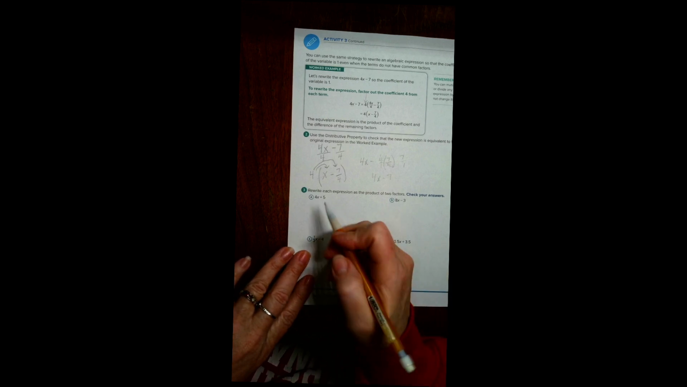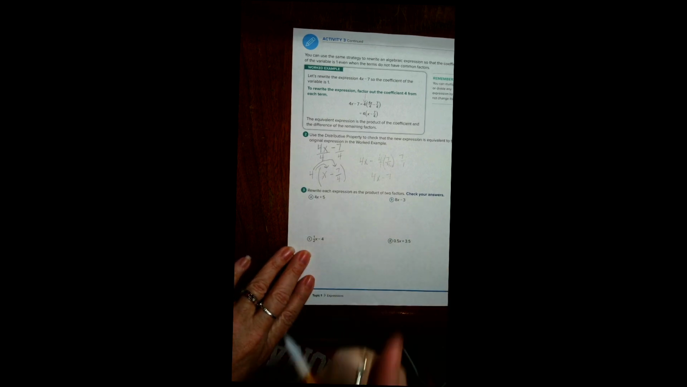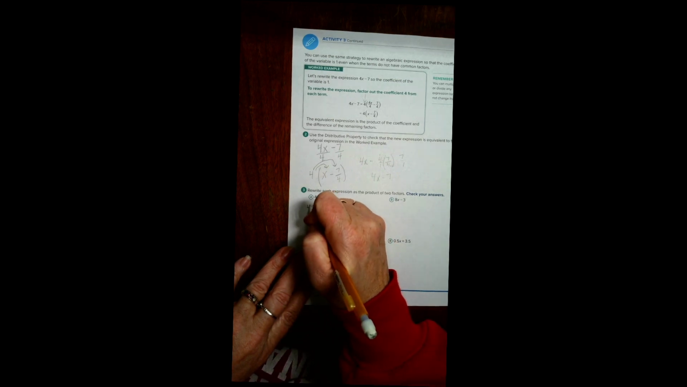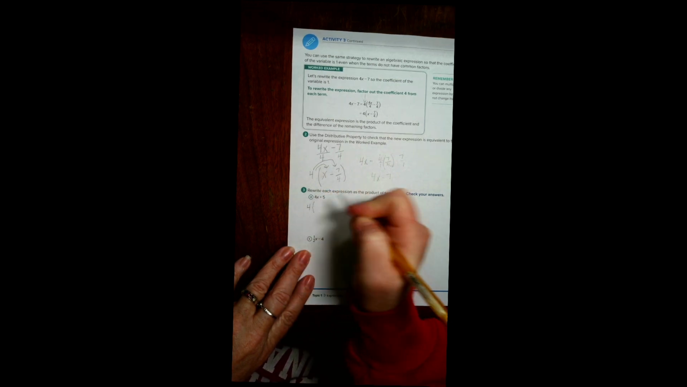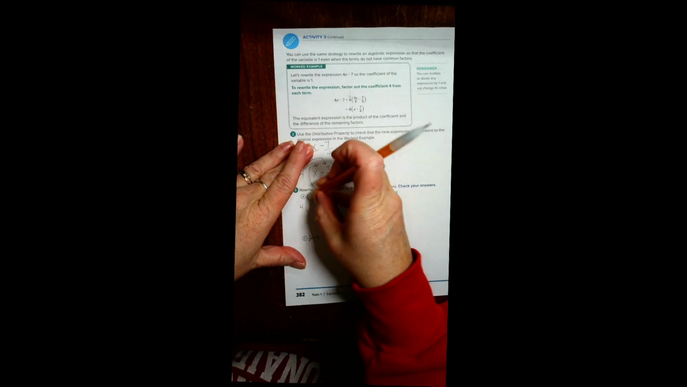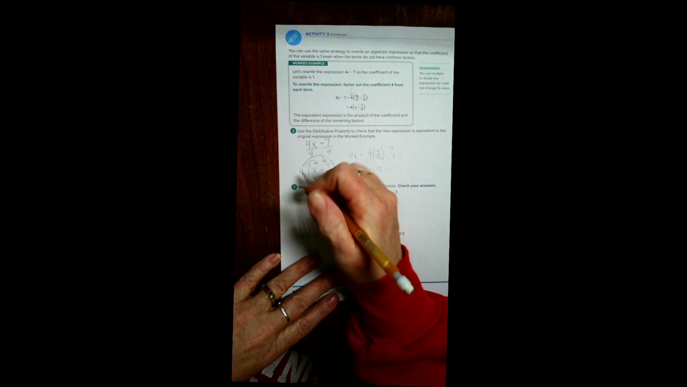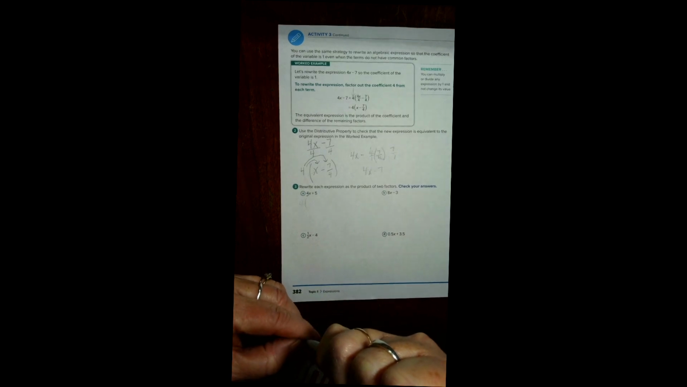Okay, so number 3, it says rewrite each expression as the product of two factors. So again, we want the x to have a coefficient of 1. So we're going to factor out the 4. So when we're factoring out the 4, that means we need to divide both of these. I'm going to move this down. We need to divide both of these by 4.